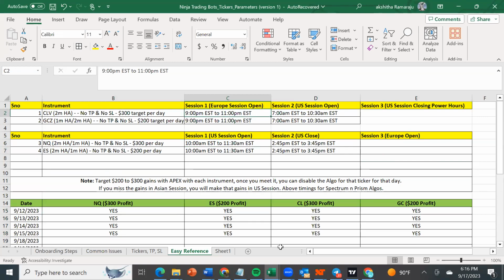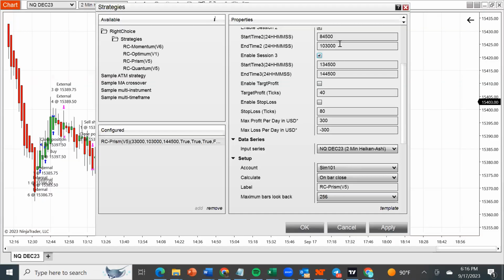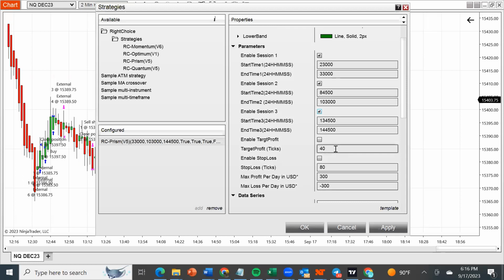So what you try to do is put this information here. If you have only 2 sessions, you will go here and add only 2 sessions' information. Or if you have 3 sessions, then you will enable all 3 sessions.